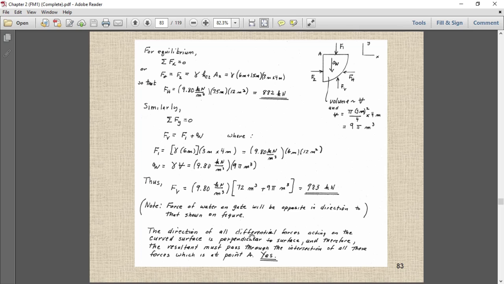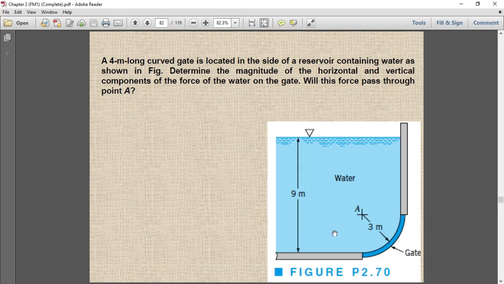The direction of all differential forces acting on the curved surface is perpendicular to the surface, and therefore the resultant must pass through the intersection of all these forces, which is at a point A. As I told you earlier, according to the law, the pressure force always acts perpendicular to the surface. So as the surface is changing, the direction of the force is also changing. So all the forces must pass through this point A.